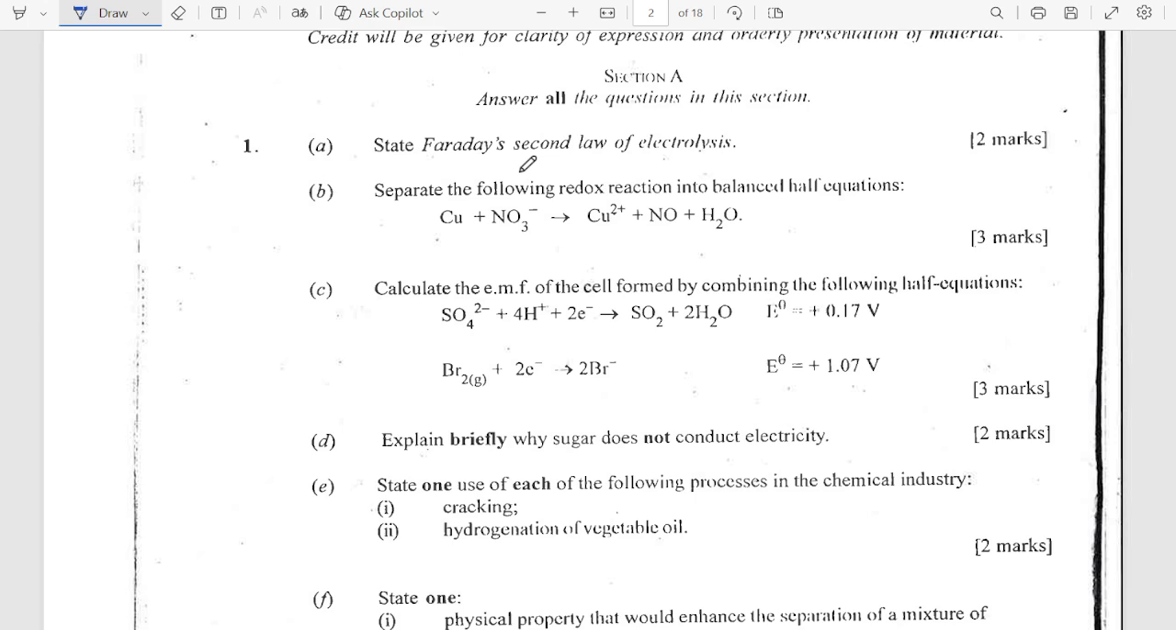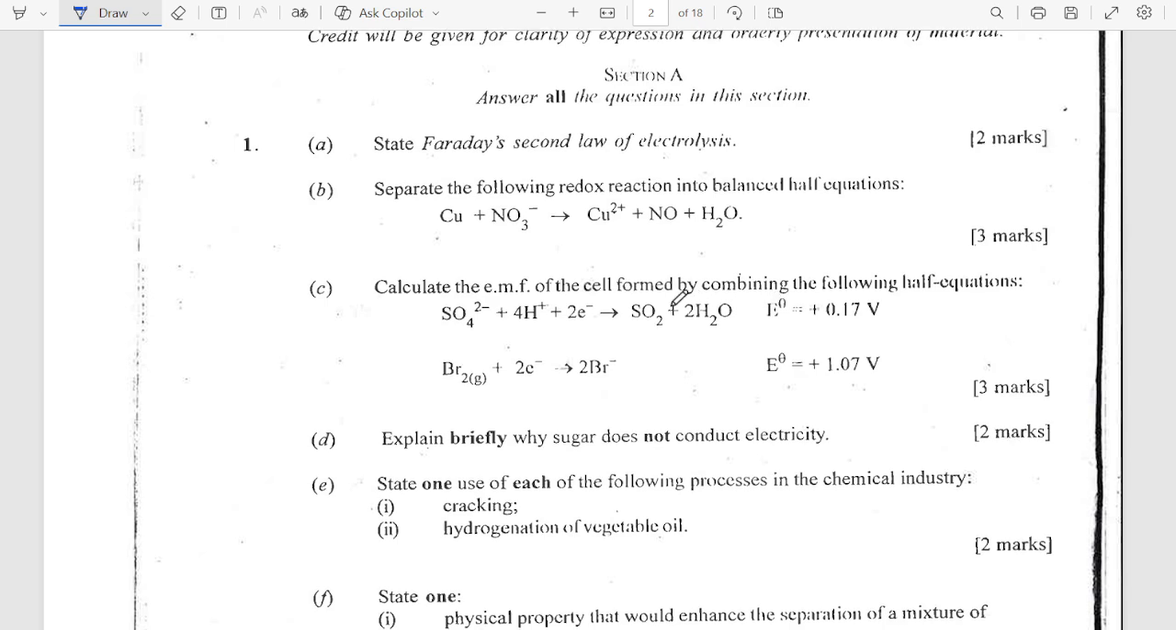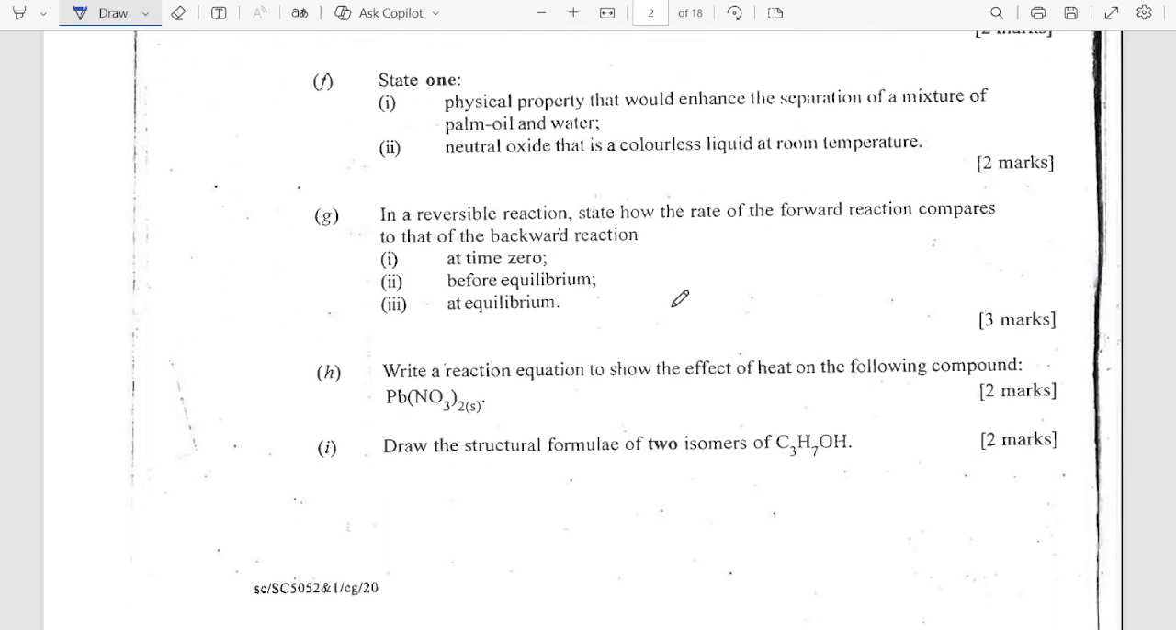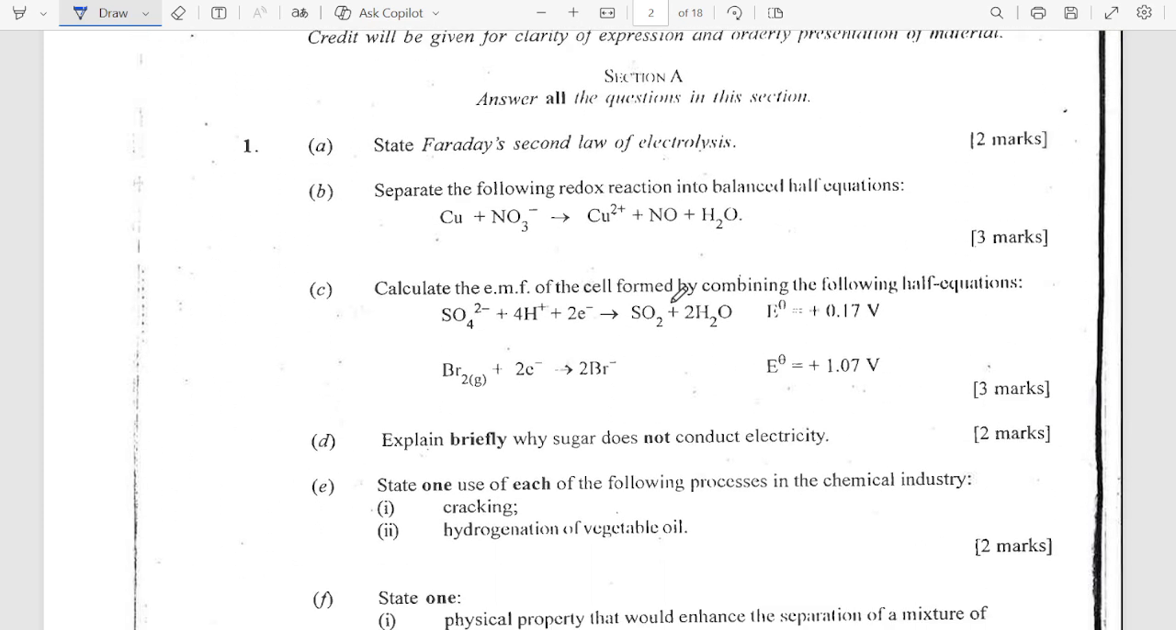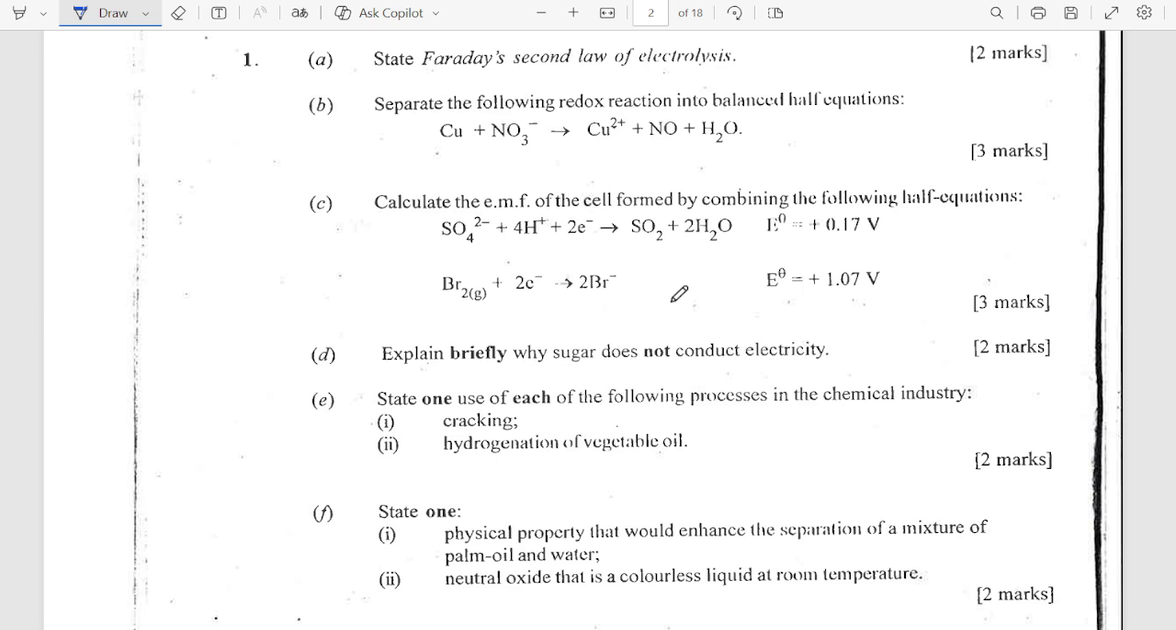Okay, hello everyone. I'd like us to see this past question. This is number 1 of 2020. I can't confirm if it is May, June, or just November, December. But we have some interesting questions here. So let's start with number 1. Number 1 says, state Faraday's second law of electrolysis.